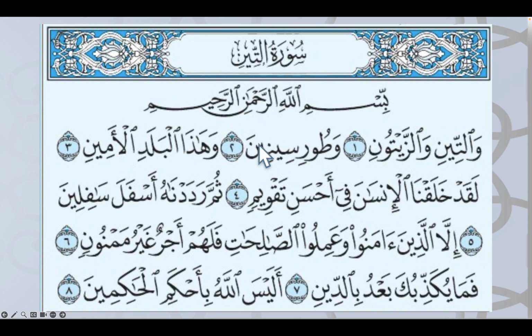Sinin. This final syllable, I can extend up to 6 counts if I want. For consistency's sake, I'm doing it to 4 counts. And you have probably heard reciters reciting like this. I believe the technical term is ishba, or completing the mad. But you are allowed to do 2, 4, or 6 counts.